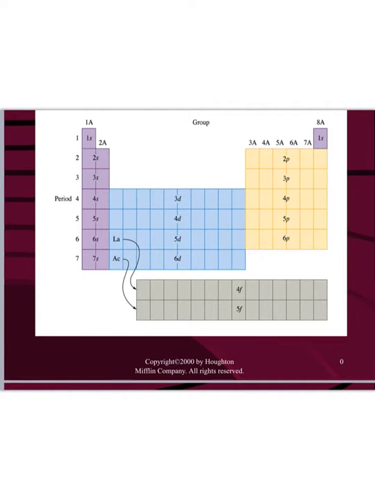All right, so you can take a look. Remember, the S's are filled in the first 2 columns there. Your only exception is row 1 because there's only 2 elements in row 1. Your P's are in this region, the D's are there, and the F's are at the bottom. So if you look at period 4, you go 4s, but remember, the transition metals are 1 energy level behind, and then once you're done with transition metals, it goes back to 4p. That is something you should remember and pay attention to.